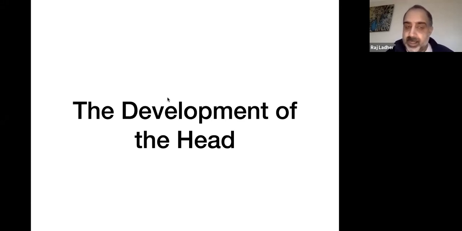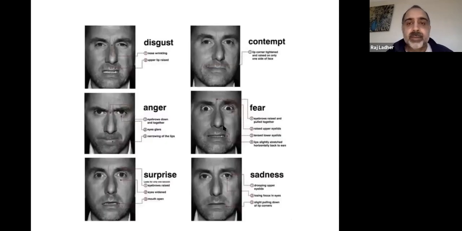And what I want to be able to describe is how we can see different faces or see different expressions, and what the anatomy behind these expressions is, how that's laid down, and how that develops.